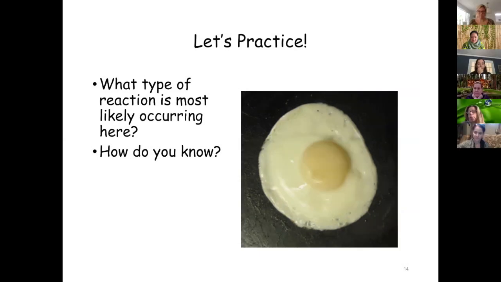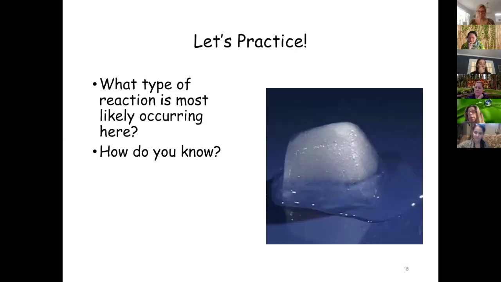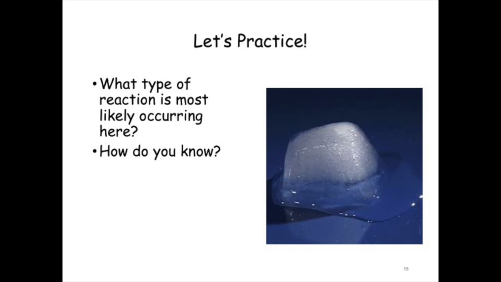Here we see an ice cube. The ice cube is melting. The ice cube as a solid is solid H2O, water. The melted ice cube is now liquid water, which makes it liquid H2O. What type of reaction is most likely occurring here? Is that a physical change or a chemical change? This would be a physical change because the ice cube is changing form from a solid to a liquid.